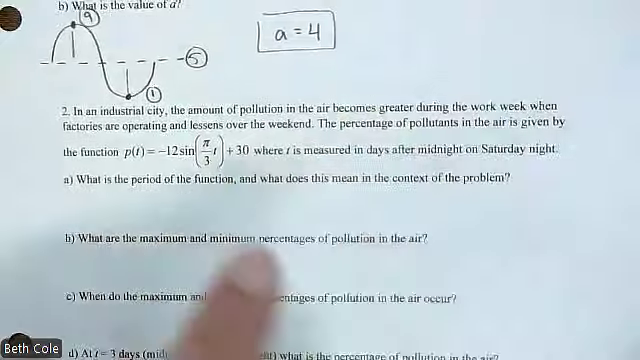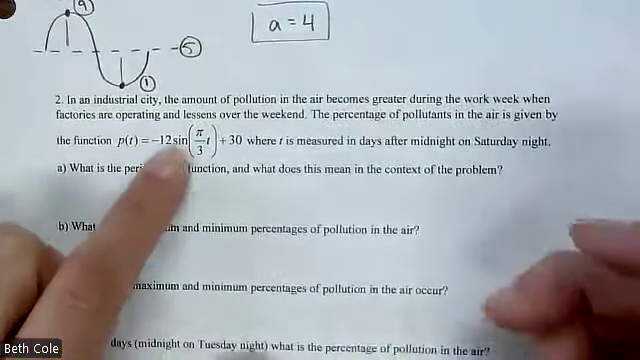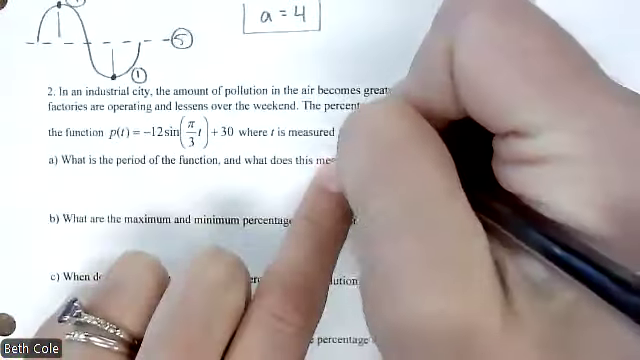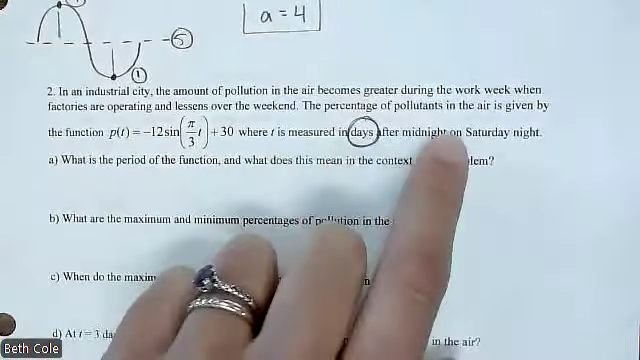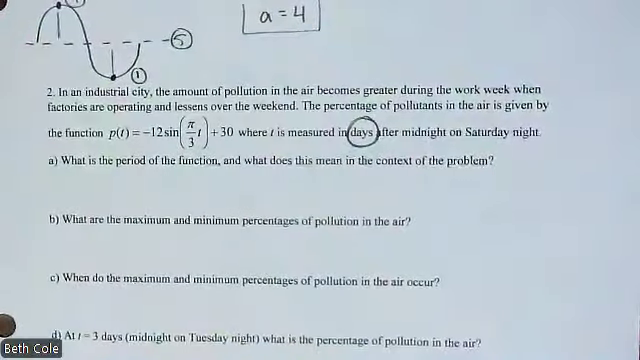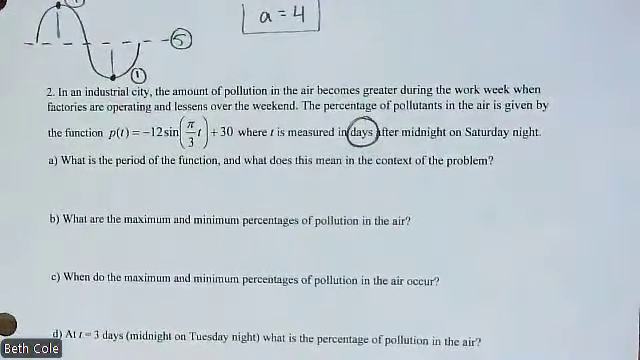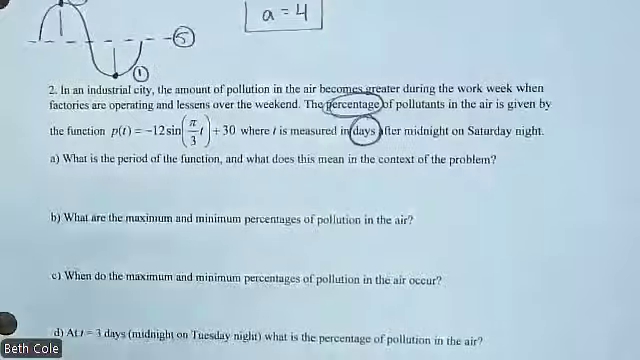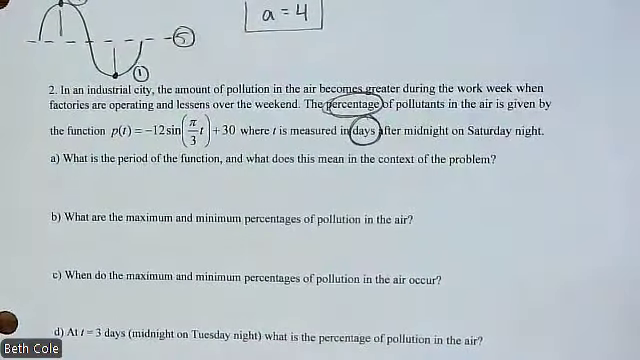The percentage of pollutants in the air is given by this function. Notice that negative out front. That's going to be important later. Time is measured in days after midnight on Saturday night. That's where we're starting, is midnight on Saturday. And then your output is percentage of pollutants. So you have days and you have percentage of junk in the air.